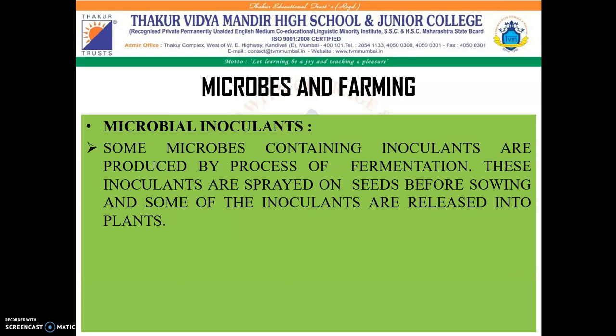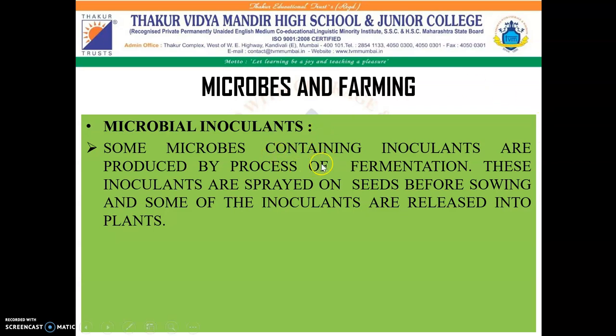Microbial inoculants. Some microbe-containing inoculants are produced by the process of fermentation. First of all, let us understand what inoculants are. Microbial inoculants are also known as soil inoculants. Soil inoculants are a type of bacteria added to the soil to seed the soil. These bacteria infect the legumes growing in the soil and cause the legumes to form nitrogen fixing nodules that make the peas and beans rich in nitrogen.